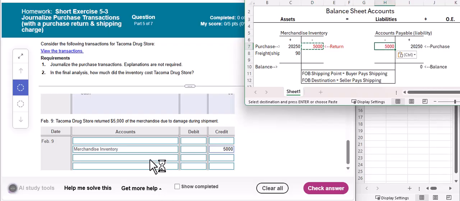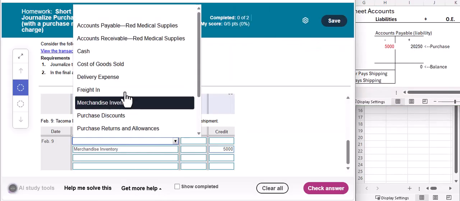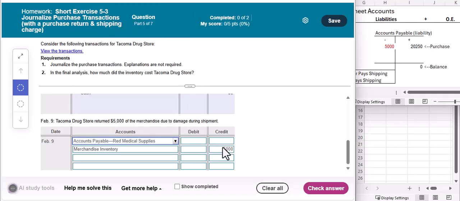And then it's going to go here, accounts payable with medical supplies for $5,000. So again, that accounts payable has been reduced by $5,000 because we returned this merchandise and we no longer owe the $5,000 for the inventory that is no longer with us here. So let's go ahead and check our answer.